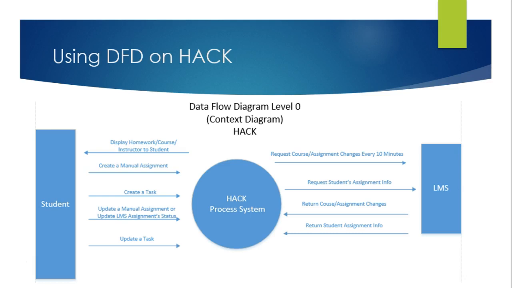On the LMS side, there are two primary interactions. The first is HACC needs to know about any changes to courses and assignments. So the application will be requesting every 10 minutes to see if there are any changes, and then coming back, it will return those course and assignment changes if there are any. On the student side, after a student comes in, if it is an LMS assignment, the student's assignment info will be requested from LMS, and that LMS will return their assignments.